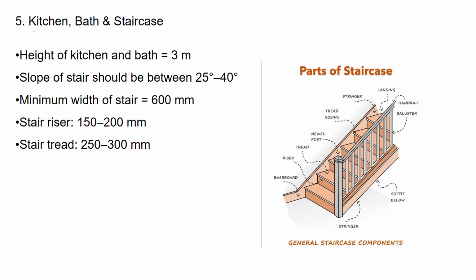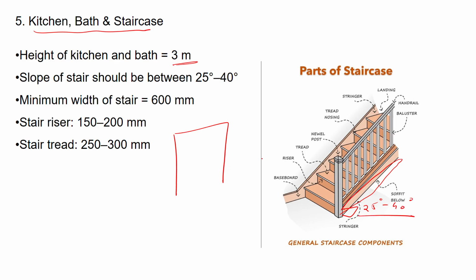Next, kitchen, bath, and staircase. The height of the kitchen, the normal building height, is like 3 meter. That's a normal thing. Then the staircase slope we consider to be 25 to 40 degrees. This is very important because if it is too steep it is very dangerous. People will fall. Minimum width of the stair should be 600 mm.